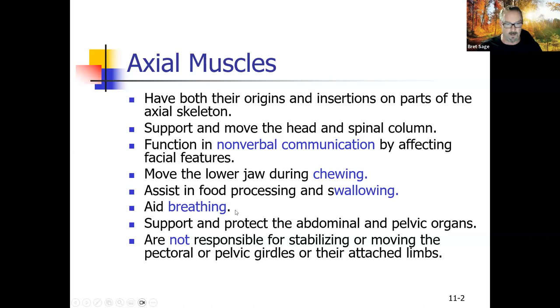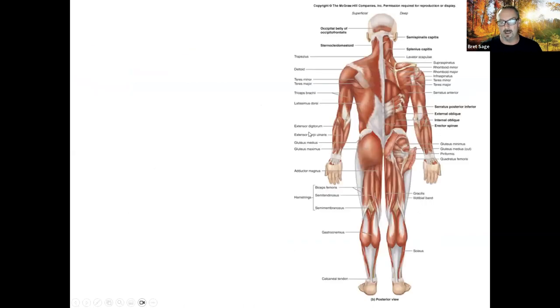They aid in breathing, the intercostal muscles and diaphragm, and support and protect abdominal and pelvic organs, some of the muscles inside your pectoral and abdominal cavities. They're not responsible for stabilizing or moving the pectoral or pelvic girdles or their attached limbs. So it has everything to do with only the structures associated with the axial skeleton, nothing to do with arms, legs, or the girdles.